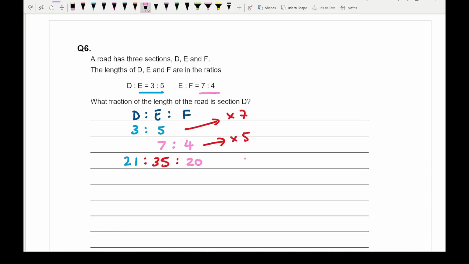So then from this, what I can then do is work out the total number of parts. It's going to be 21 plus 35 plus 20, which is going to give me a total of 76. So then the fraction of D is going to be the parts, which is 21 over 76. Can that be simplified? No, it can't. So there is my final answer.